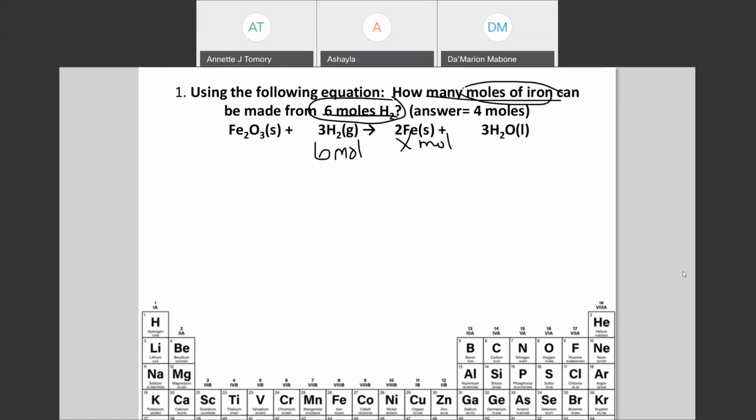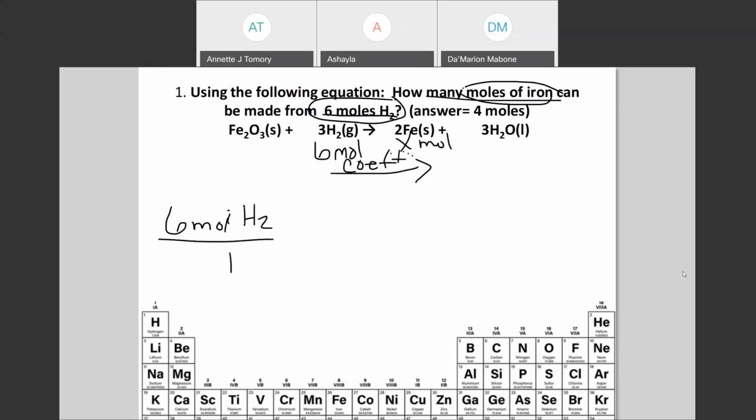We're going to go from H2 to Fe. We're changing compounds here. In order to go from one compound to another, what do we use? Coefficients, very good. I'm going to write coefficients on top of that line as a guide. This tells me what type of conversion factors I need. Then Damarian, you said that we need to put 6 moles over 1. That's absolutely right.